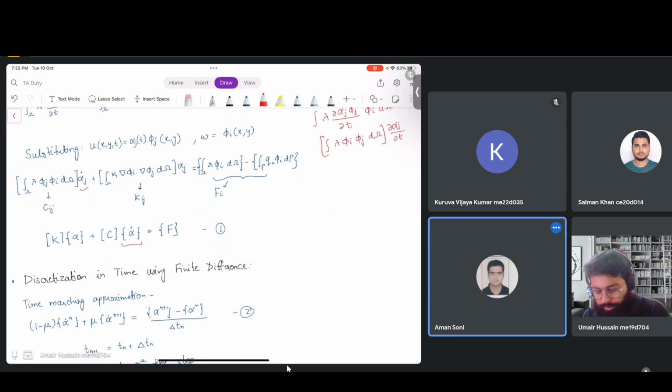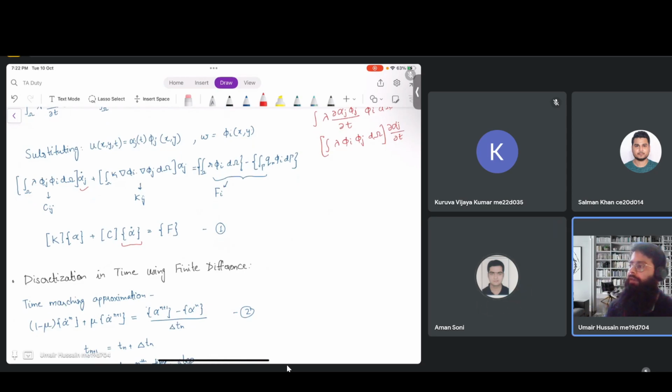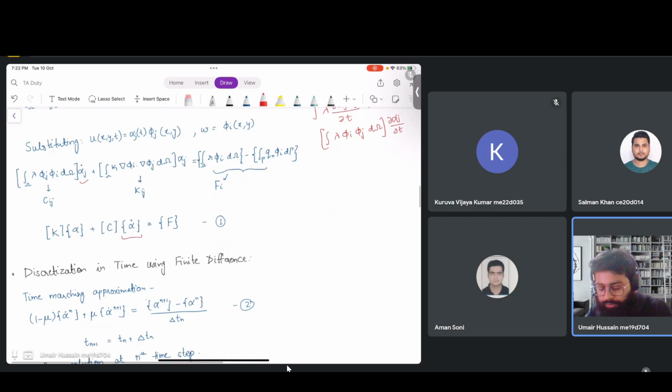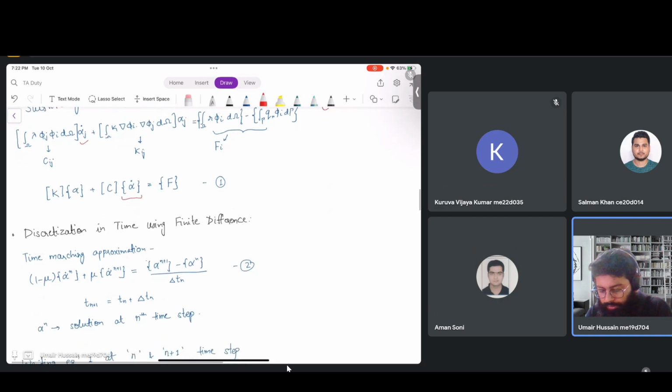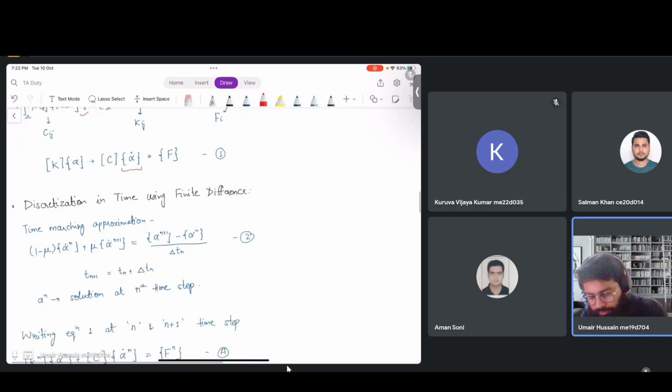Now we have a time derivative term, so there are terms which are going to change with respect to time. We need to discretize our equations along the time axis also. We use the finite difference method here. The general form of the time marching approximation is given in equation 2, where n represents the current time step and n plus 1 represents the next time step, the value of the solution at the next time step.